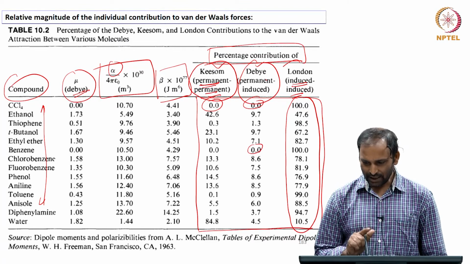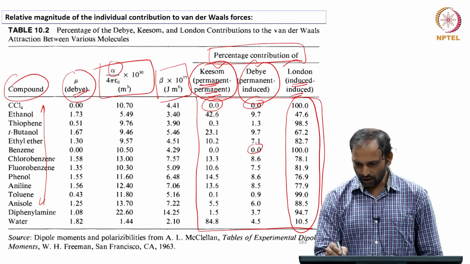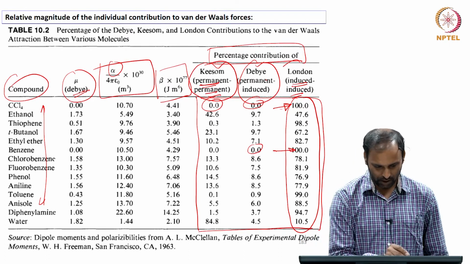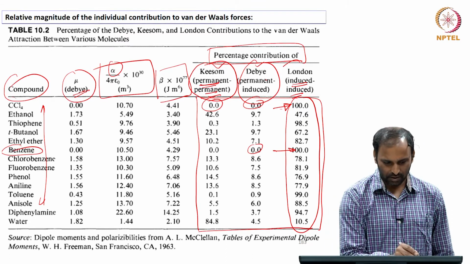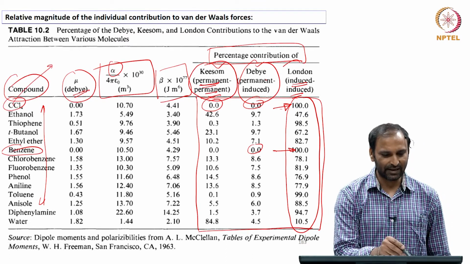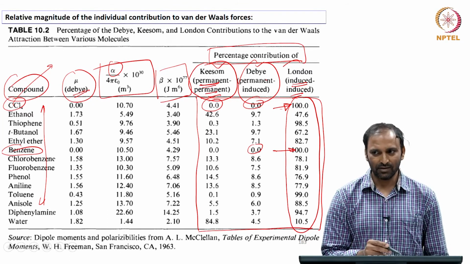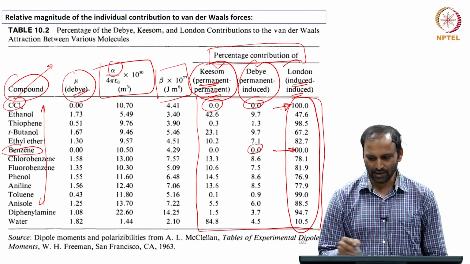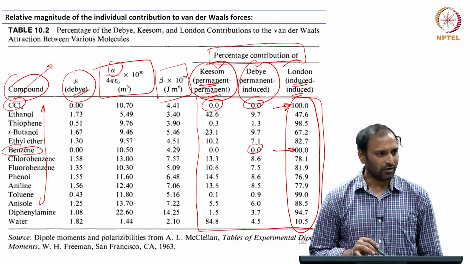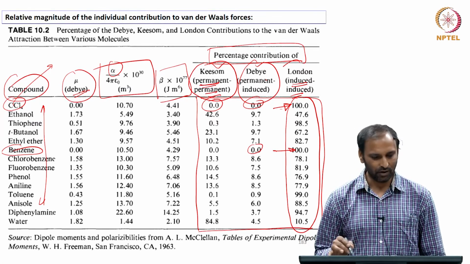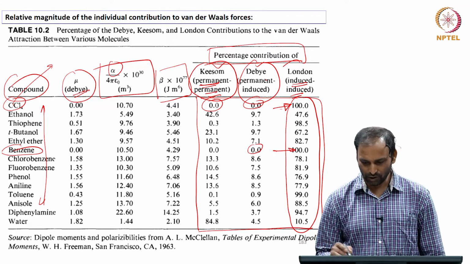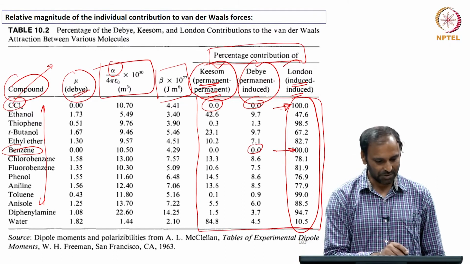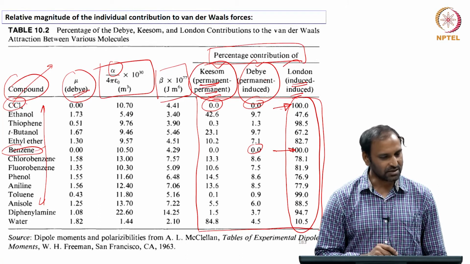Okay. And let us look at London dispersion forces here, for these 2 molecules which are benzene and CCl4. CCl4 is another example of a symmetric molecule, where only induced dipoles would be present. So, for non-polar molecules, you will see that the contribution of London dispersion forces would be highest. Examples are benzene and CCl4.